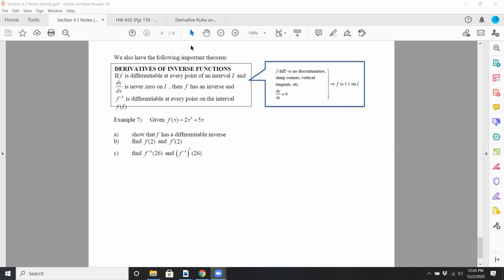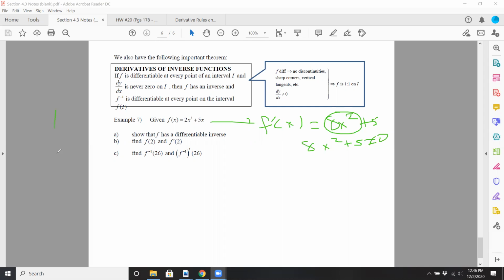Anyway, let's look at example 7. Show that f has a differentiable inverse. Okay, well that's not so bad. Just take the derivative, right? That's just going to be 8x squared plus 5. So definitely we have a derivative that seems okay. We don't have any problems there. This will never equal 0 because 8x squared can't be negative and you're adding 5.